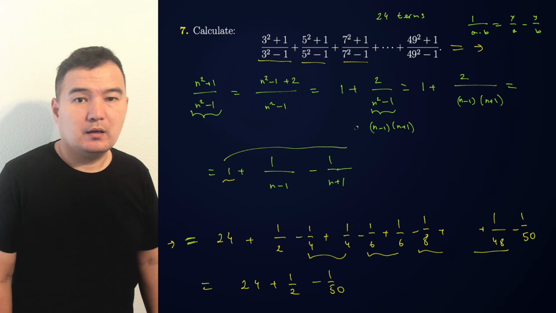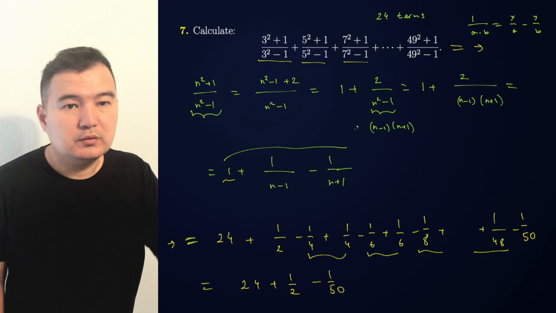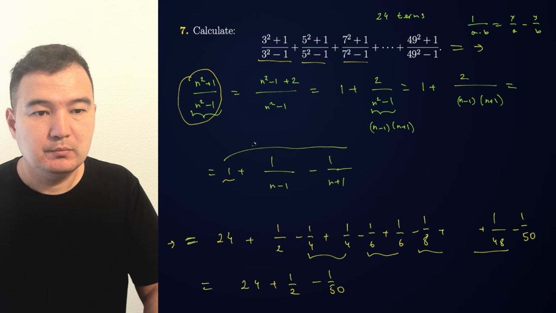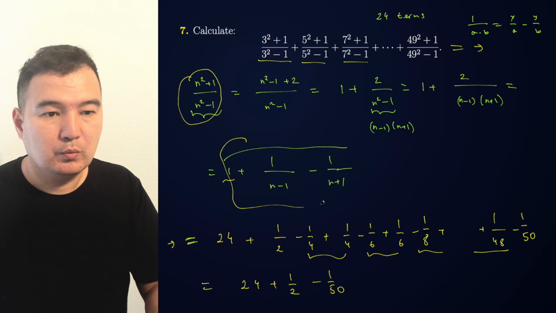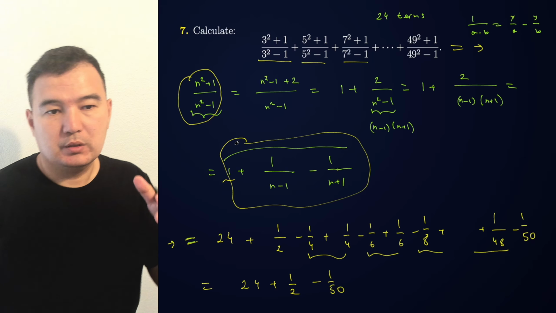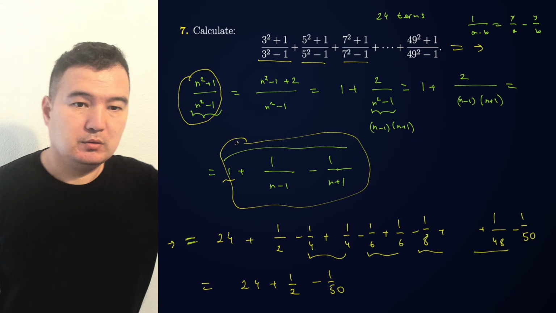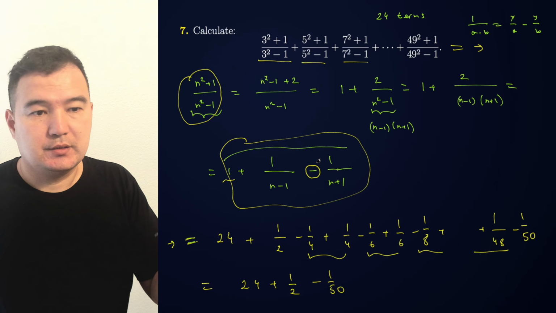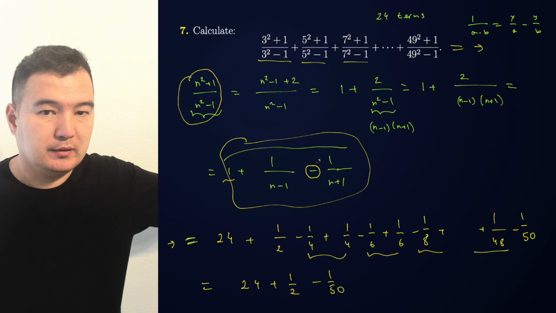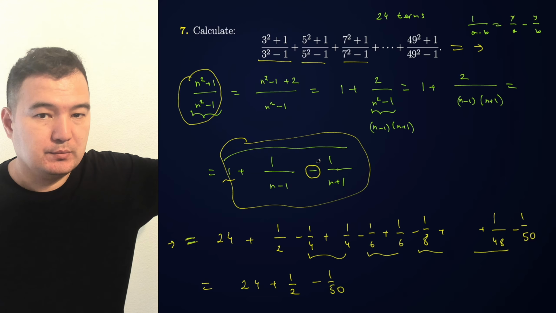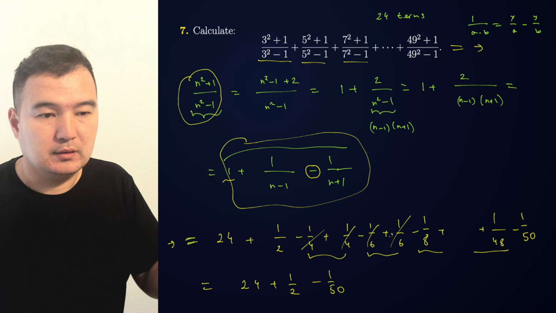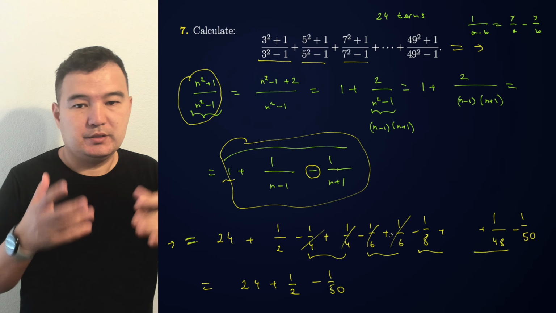So again, the trick is to rewrite the general form. So this is the general form, which is equal to 1 plus 1 over n minus 1 minus 1 over n plus 1. So the negative sign is doing the trick actually. When you write the entire expression, you'll get plus minus like this, which cancel each other. So that makes the calculation much easier.